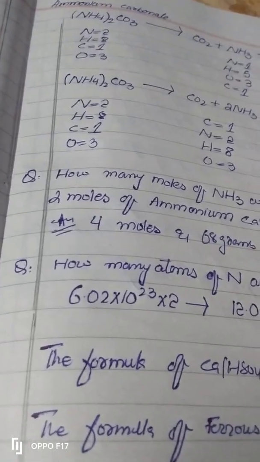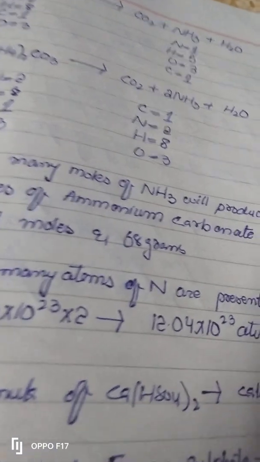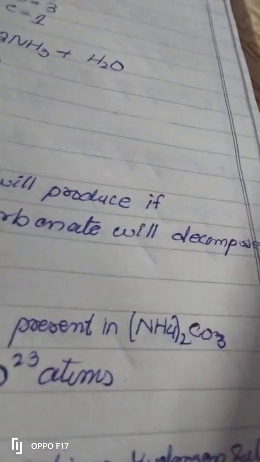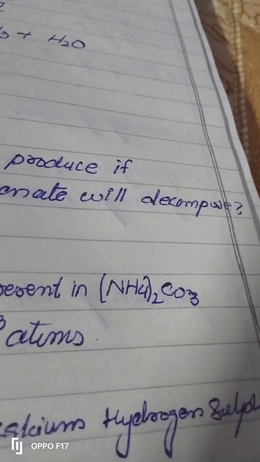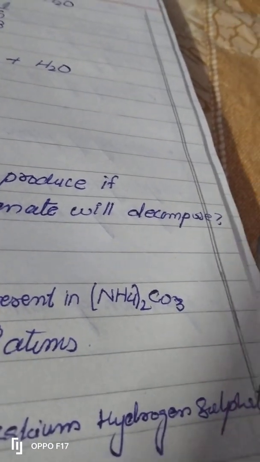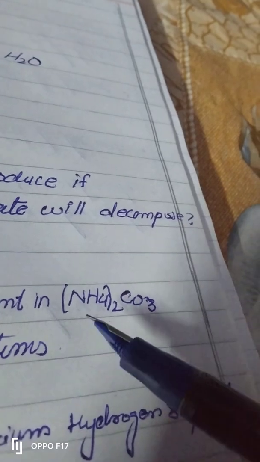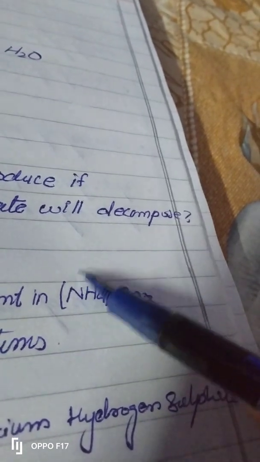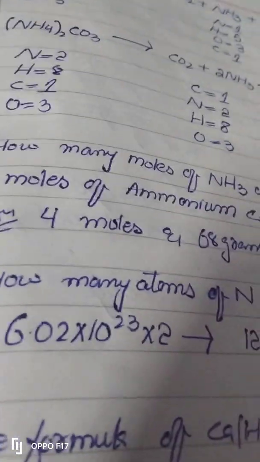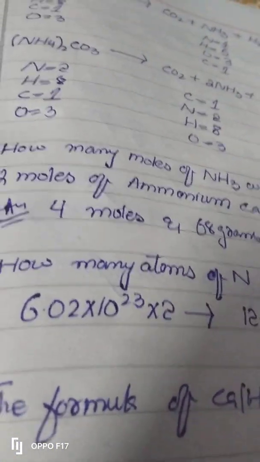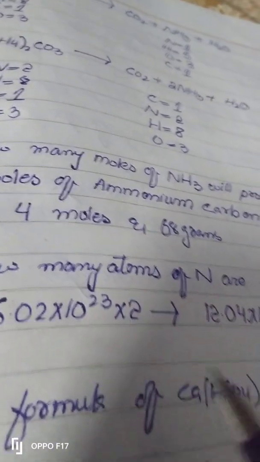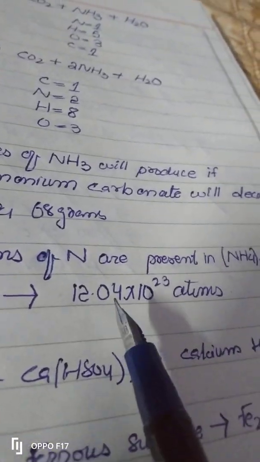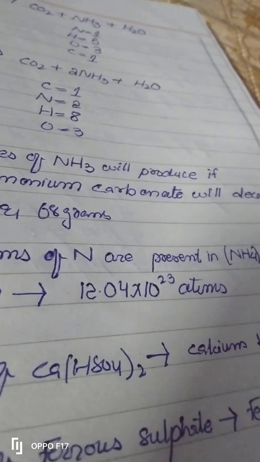So the next question is: how many atoms of nitrogen are present in ammonium carbonate? We have to tell the number of nitrogen atoms. So let's calculate N2, which means there are 2 atoms, and we will multiply the 2 with Avogadro's number, which is 6.02 × 10^23 atoms. When we multiply, we get the answer 12.04 × 10^23 atoms.